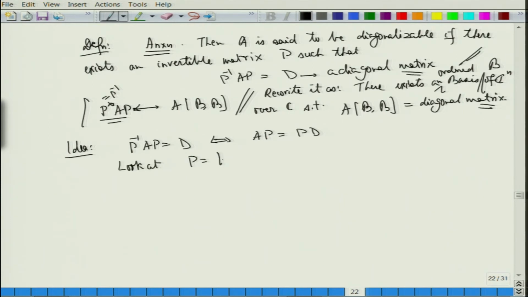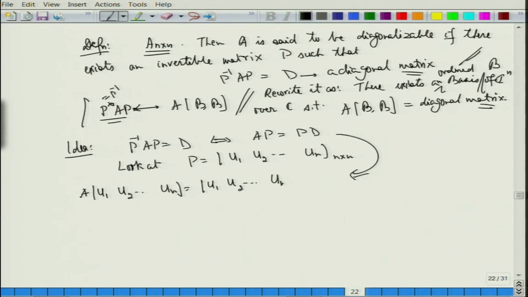Fine. So look at P and write it as, say, U1, U2, Un. It is an n cross n matrix, everything over Cn over C, so it is just column vectors of complex numbers. So I can write P as this. Let's compute both the sides. So AP is nothing but A times U1, U2, Un, which is equal to U1, U2, Un times the diagonal matrix. Let me write the diagonal matrix as D1, D2, Dn, with zeros elsewhere.